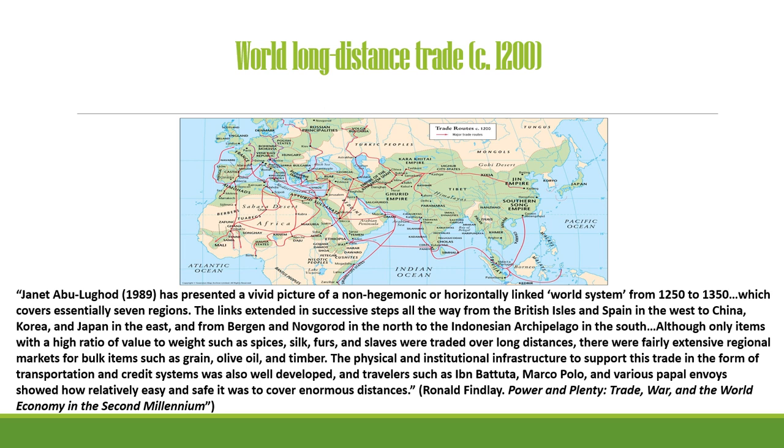as we shall see. What does it mean in the first sentence there when Abu-Lughod talks about a non-hegemonic or horizontally linked world system? Non-hegemonic means that there wasn't one power like China that dominated the trading system, and that it did end up being a system, meaning it's interconnected and it sort of works.